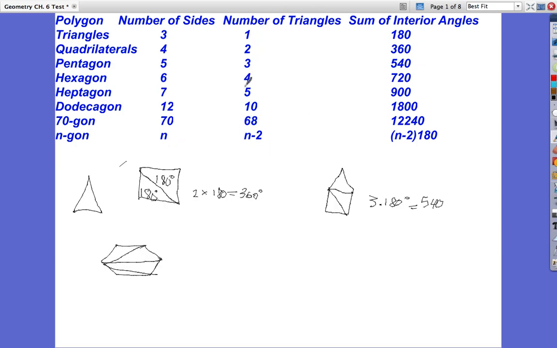As you can see, every time the way we got the sum of the angles was by multiplying the number of triangles by 180. So to get the sum of the interior angles for an n-gon, we do n minus 2 times 180.